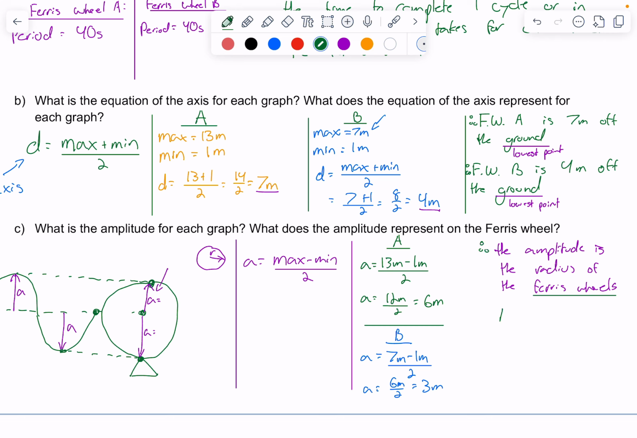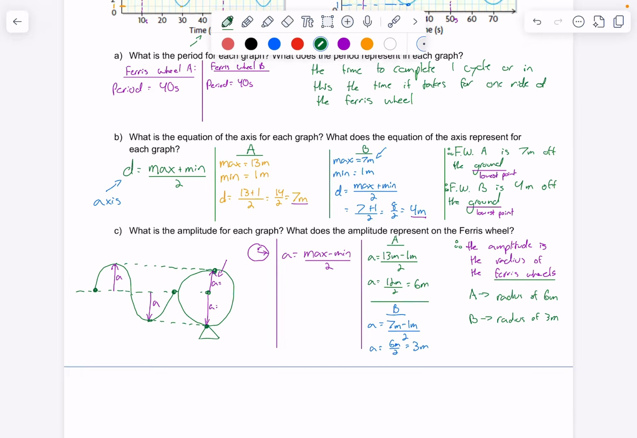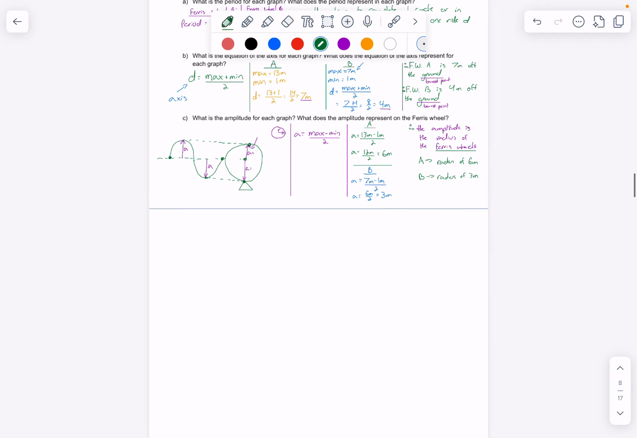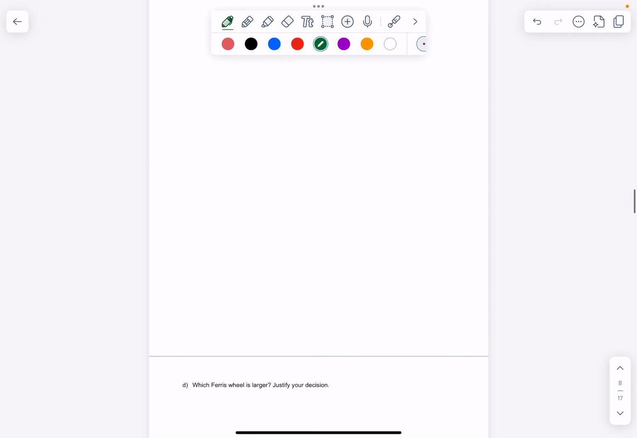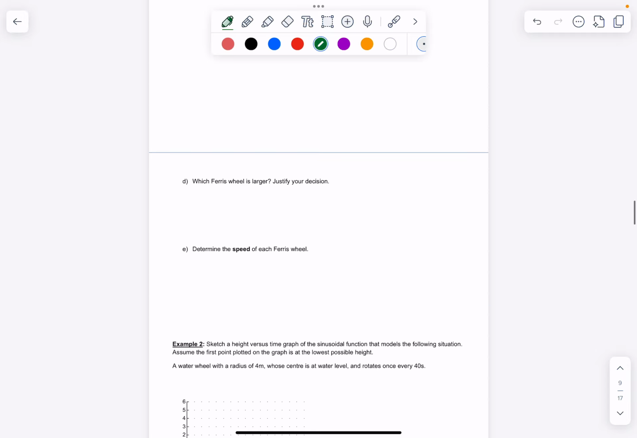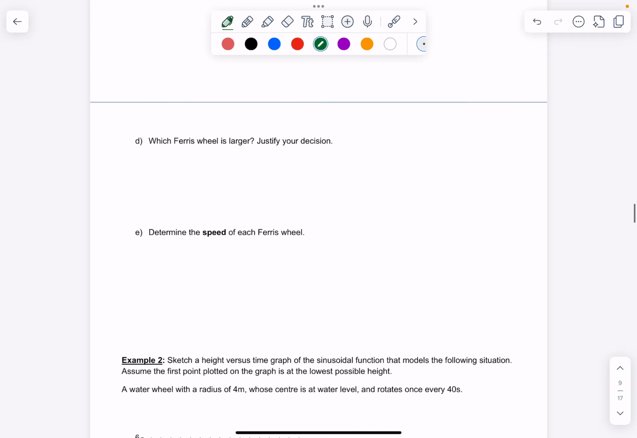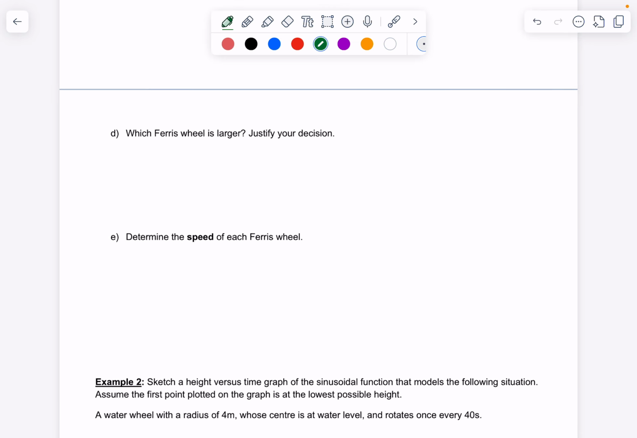Ferris wheel A, radius of 6 meters. Ferris wheel B, radius of 3 meters. Oh, I put a blank page in here. I'm not sure why. So, which Ferris wheel is larger? Justify your decision. Well, we found the radiuses.